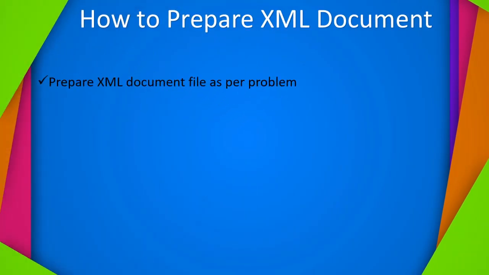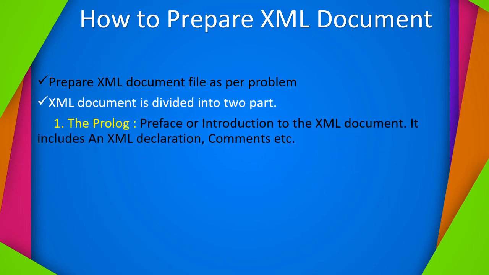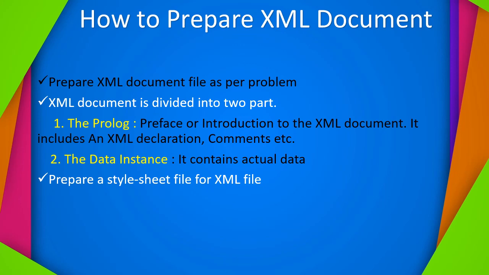So for preparing the XML document, the document has two parts, that is a prologue and the data instance required. The data instance contains the actual data, and the prologue contains the XML commands or the declaration of that particular program. A style sheet is required for coloring the text, resetting the size and aligning the text. Everything comes under the style sheet.